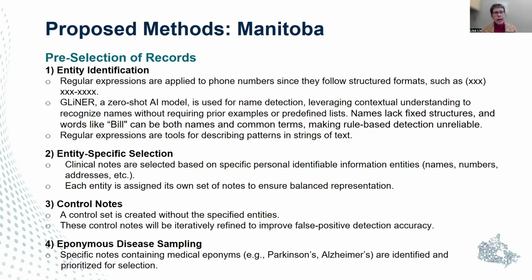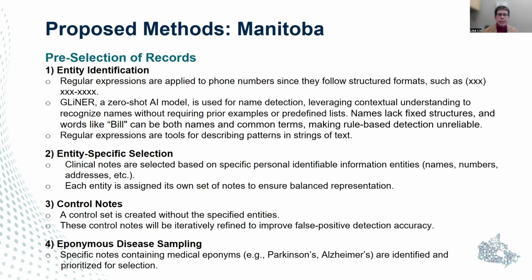And where we are at right now is really focusing on how we will select records. And there's been a sampling approach that's been identified to look at the different kinds of personal identifying information that are available in our electronic medical records, ensuring that we have sufficient numbers of particular types of entities. So that could be names, or it could be addresses, it could be phone numbers, or other kinds of potentially identifiable information, and using a variety of tools to identify these, including AI models.